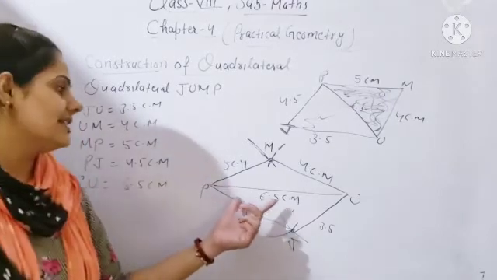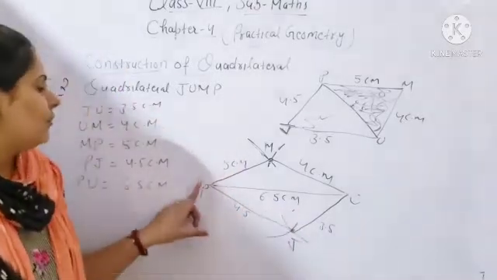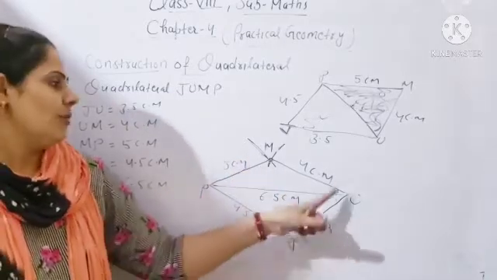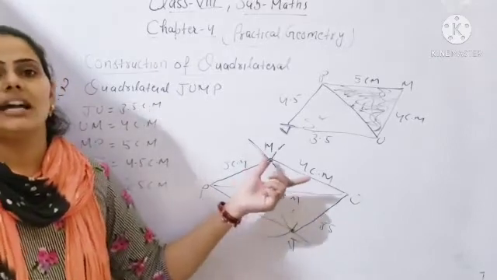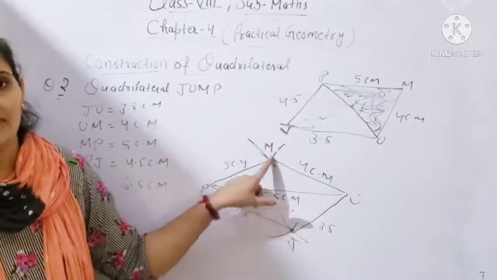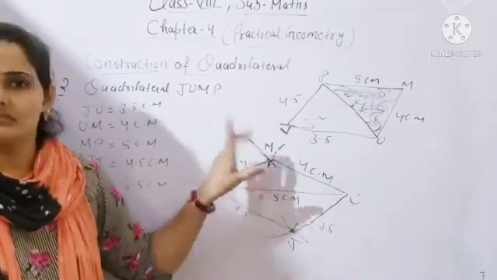First step, you will draw the line segment PU equal to 6.5 centimeter. Second step, from point P, you will open your compass 5 centimeter and draw the arc. From point U, you will open your compass 4 centimeter and draw the arc. These two arcs will meet at one intersecting point, and this intersecting point will be point M. After that, next step, join the line segments PM and UM.